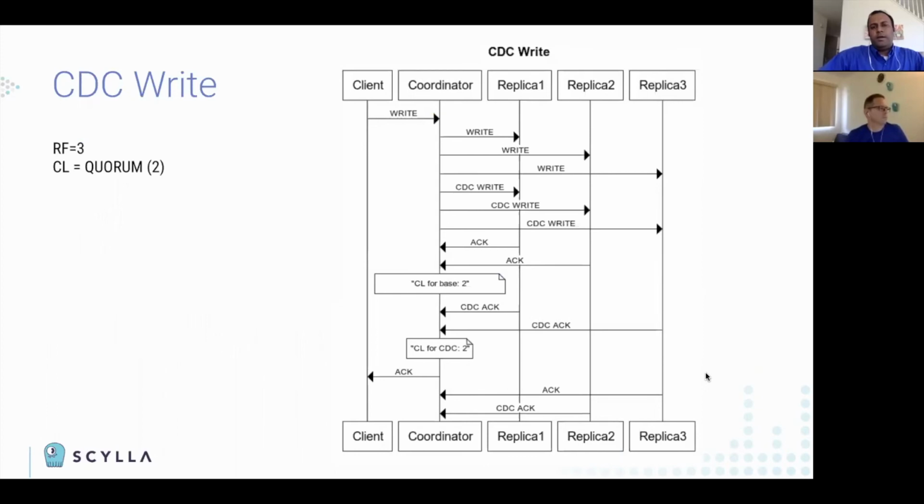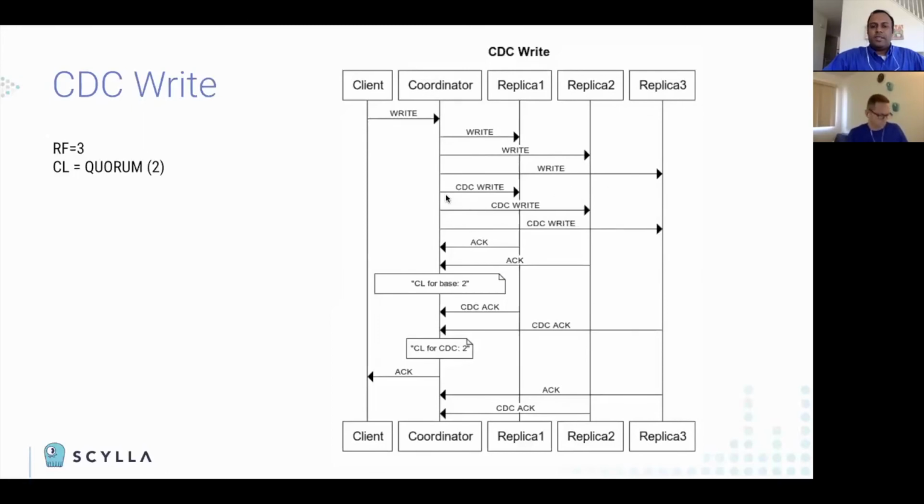So here is a particular sequence diagram which explains how the entire thing is orchestrated. It's fairly simple. Let's say you're writing with replication factor 3 at consistency level 2. The client pushes the write to the coordinator, and the coordinator sends it to replica 1, replica 2, replica 3.